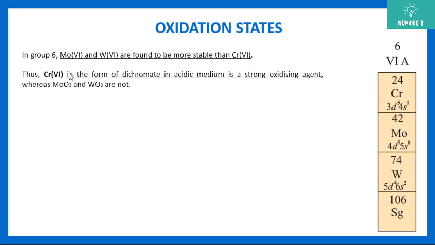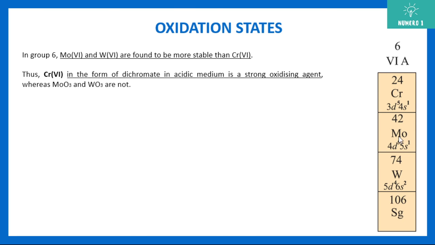Okay, some comment. So in group 6, MoO4 and WO5. So Mo is molybdenum and W is tungsten. So you see this 4, this 6. Okay, so this 6 is actually the Roman numeral 6, which represents the oxidation state. Okay, if you write the element and write a Roman numeral like this, it represents the oxidation state. Okay, so these are actually found to be more stable than Cr(VI).